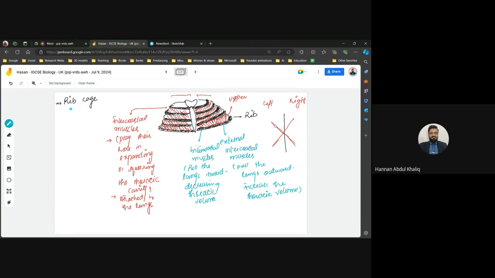Okay, so it means that if we talk about the rib cage when we inhale, I would now write them as acronyms. Be very attentive. External intercostal muscles would be written as EIM, and internal intercostal muscles as IIM. During inhalation, the external intercostal muscles contract, pulling the lungs outward.